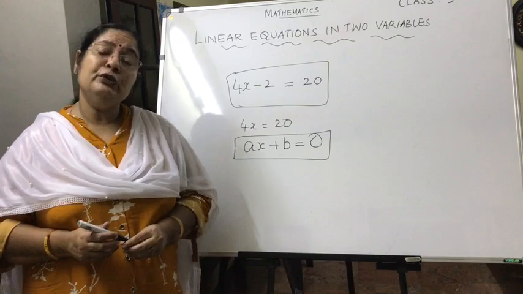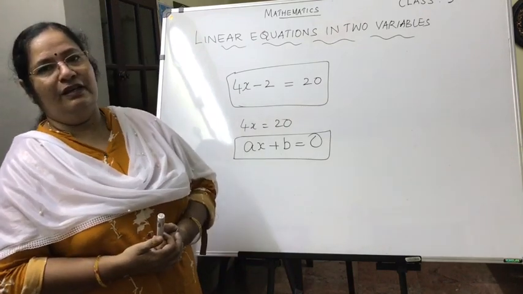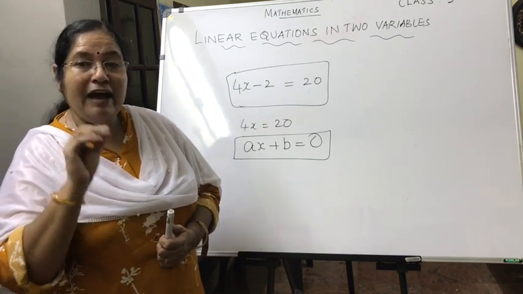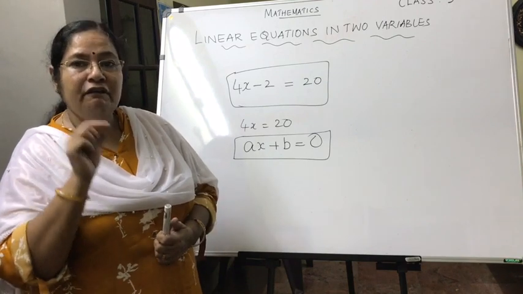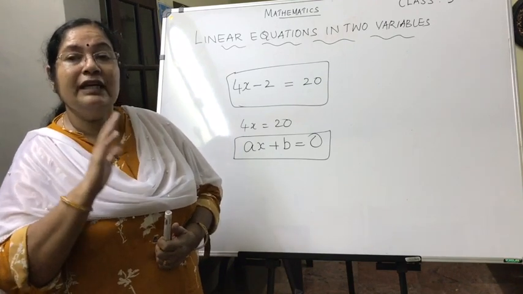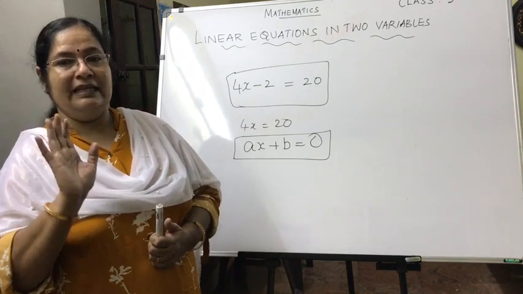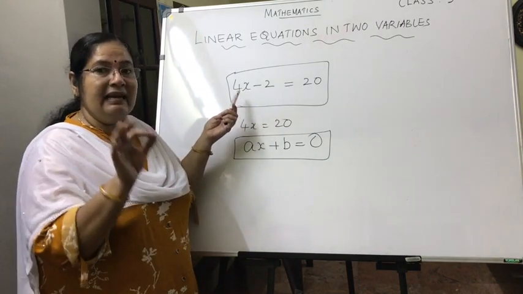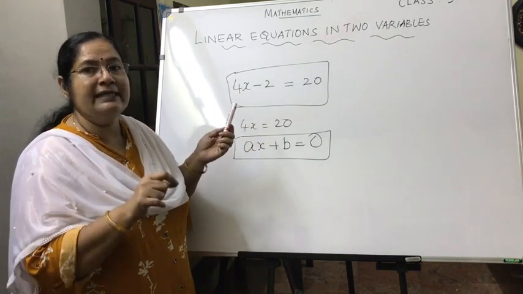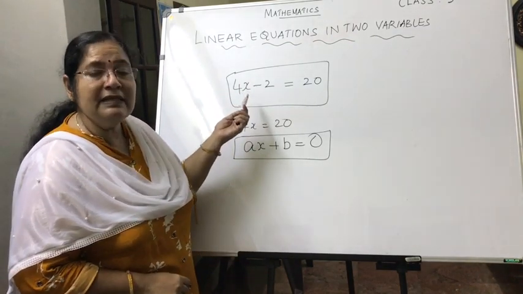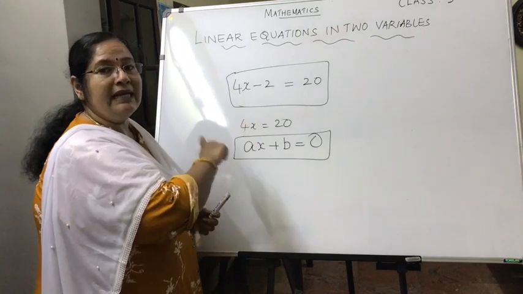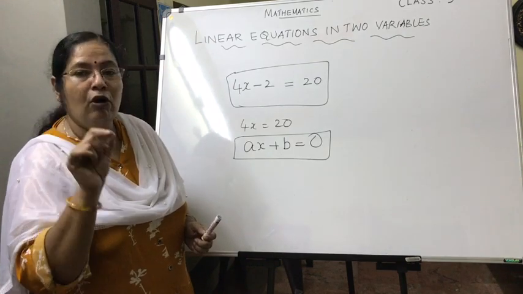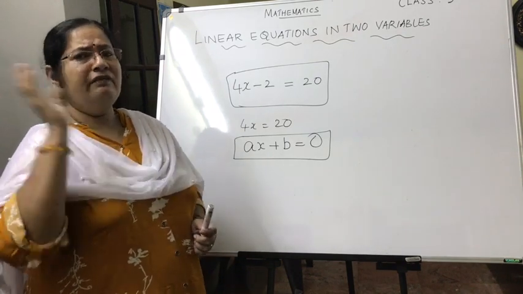Now coming to solution. What is a solution? The solution of an equation is the value of the variable which makes both sides of the equation equal. That is, in this particular case, a linear equation in one variable, the variable here is x. There is a particular value for x which, when you substitute in this equation, will make both sides of the equation the same. That value of the variable is called its solution. This you have learned in class 6.